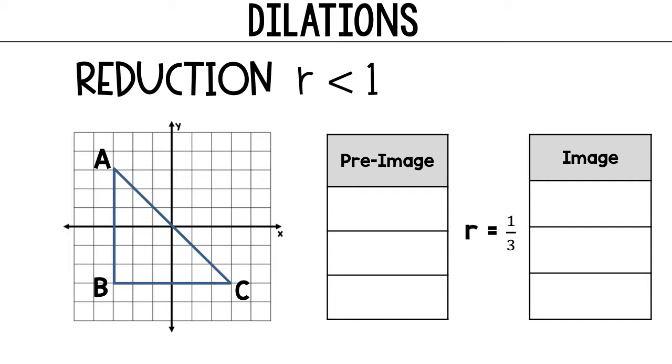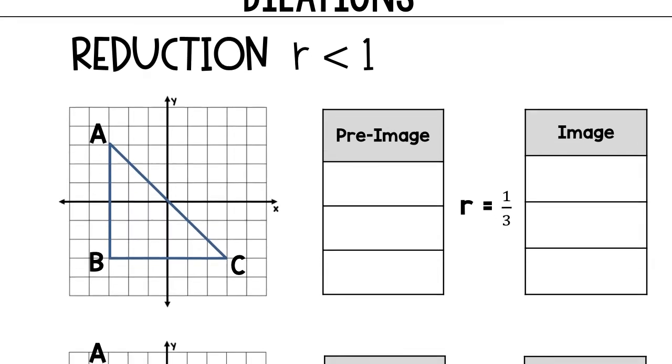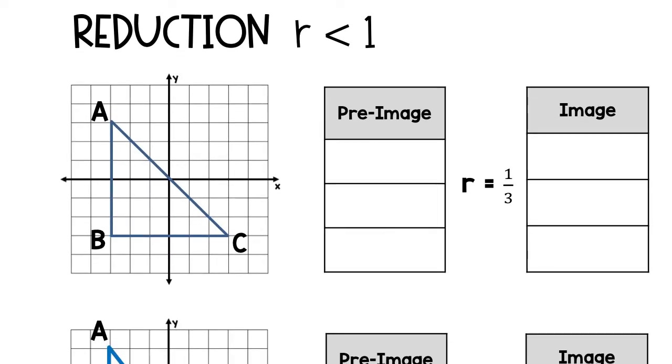That means we're going to take an original image and make it smaller. This R that's listed right here is our dilation coefficient. And when R is less than 1, that is the important part, it means it's a reduction. So the pre-image is what we're starting with.